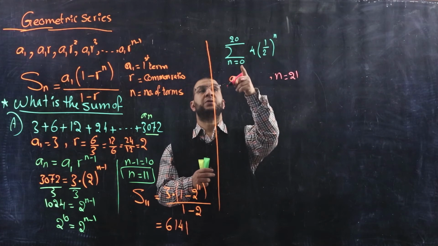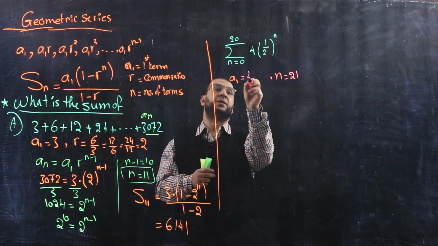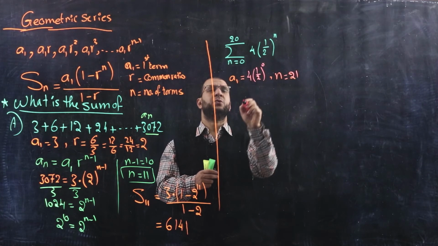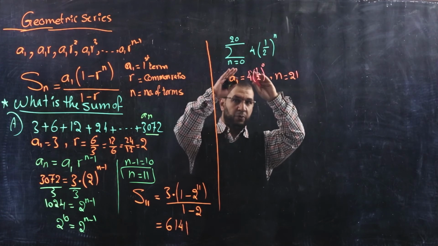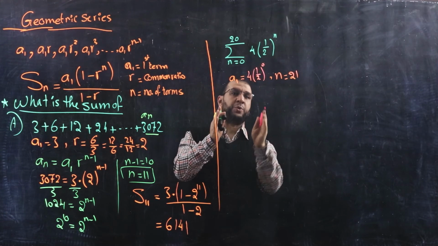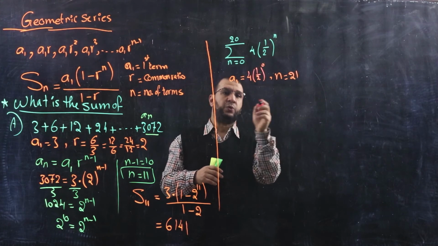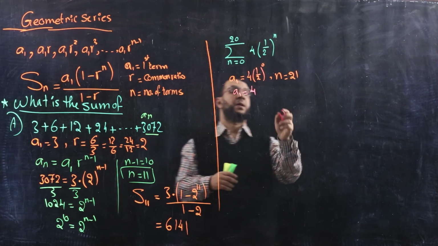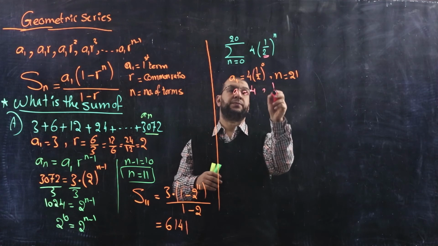A sub 1, I will start, as we said, with 0. So it will equal 4 times half to exponent 0, which is equal to 4 times 1, because we know any number raised to the 0 power will equal 1. So a sub 1 here is equal to 4. And r is equal to half.